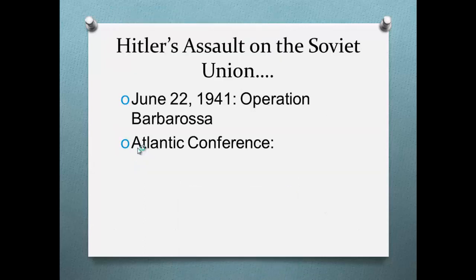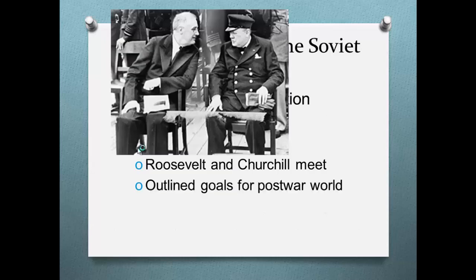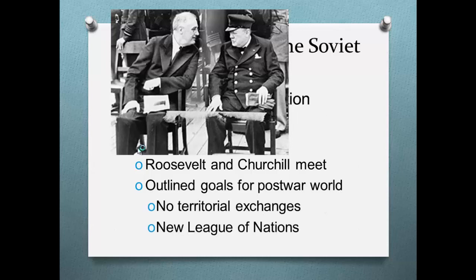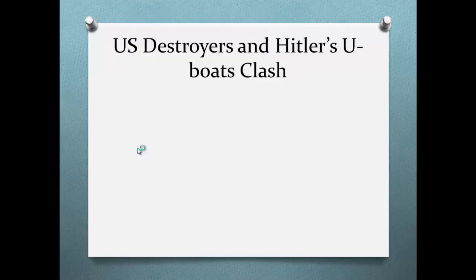At something called the Atlantic Conference, Roosevelt and Churchill meet, and they have this idea of how the post-war world should look afterwards. They wanted no territorial exchanges, and they even had an idea of a new League of Nations, which would become the United Nations. And later on, Stalin agrees to many of these ideas from the Atlantic Conference.